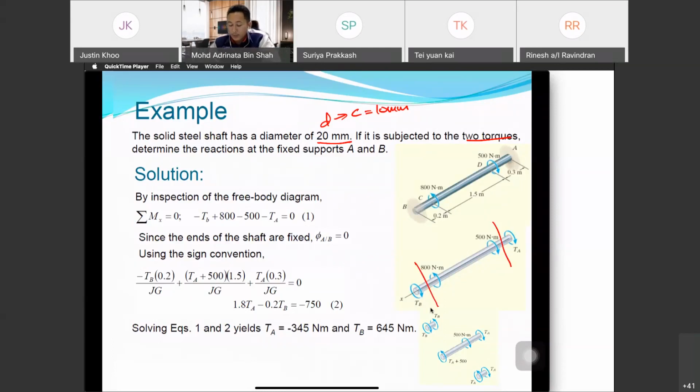So kita cut dan kita calculate dia punya torque. Okay. And the reactions. So kita calculate from the free body diagram, we this one. Okay. And we have TA and TB. So we cannot solve the equation. And then we need another equation.